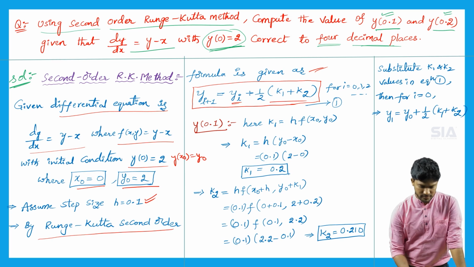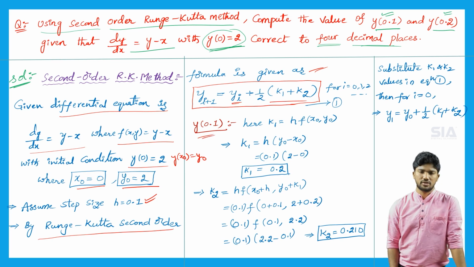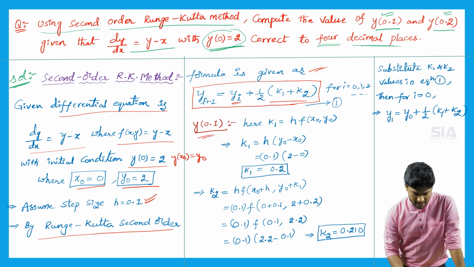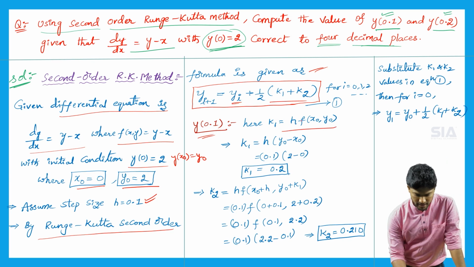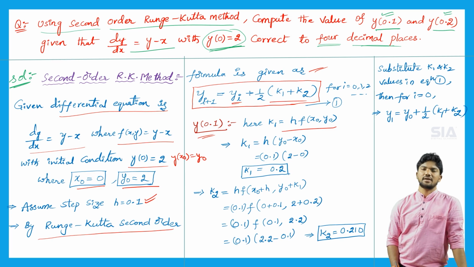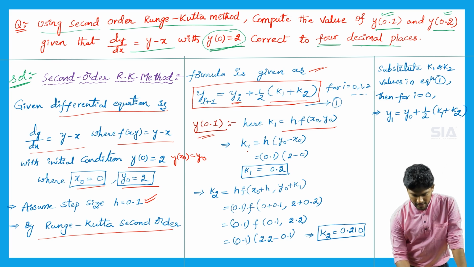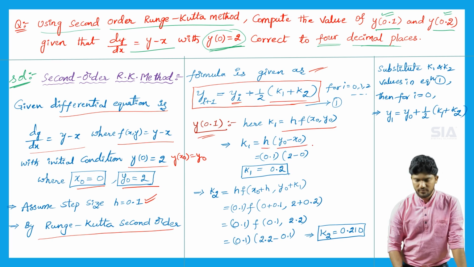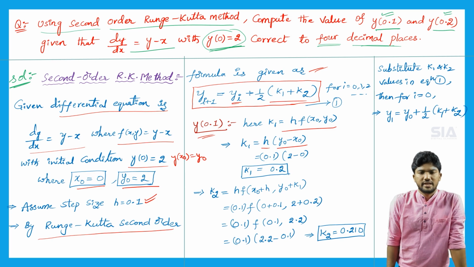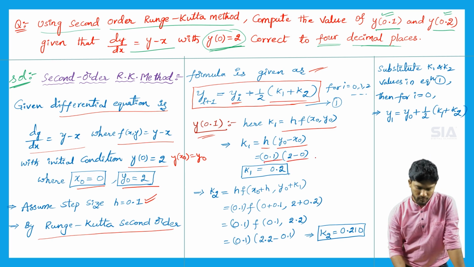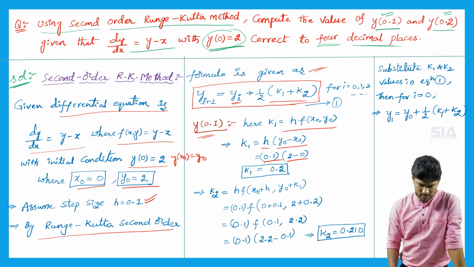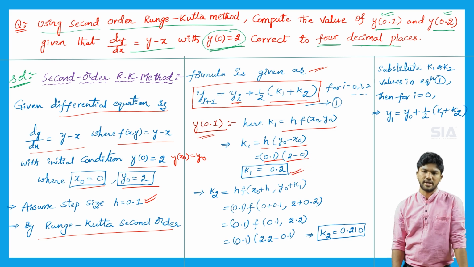Now in this formula, first we are going to find y suffix 1, that is y of 0.1. Here we have to find k1 and also k2. First, k1 is equal to h into f of x naught comma y naught. So k1 is equal to h into f of x naught comma y naught, that is y naught minus x naught. Substituting h is 0.1, y naught is 2 and x naught is 0, therefore k1 is equal to 0.2.